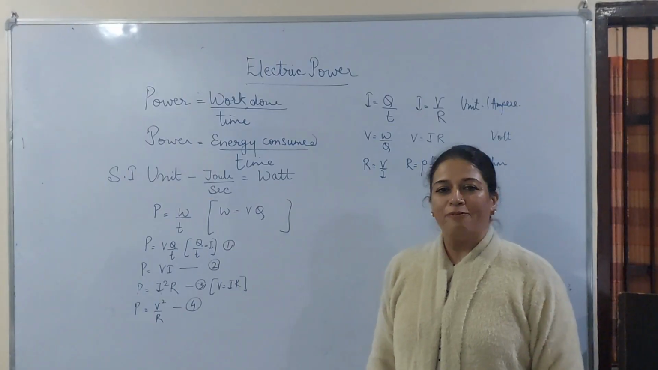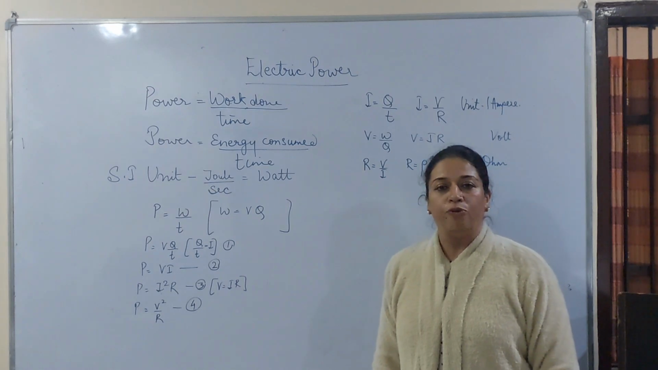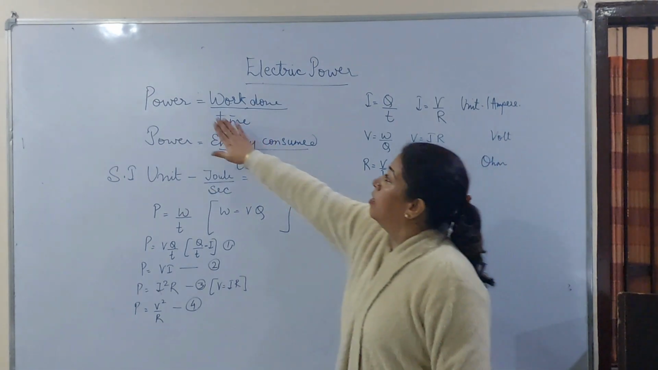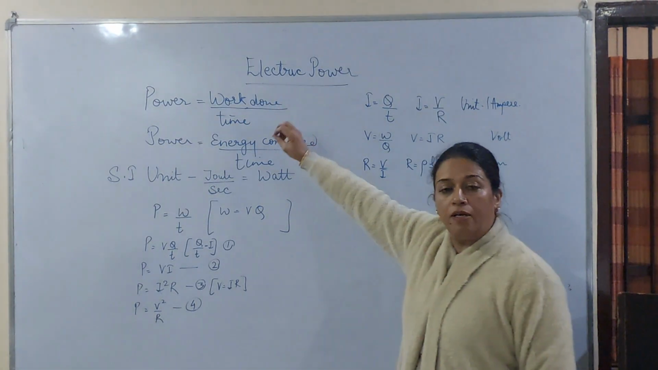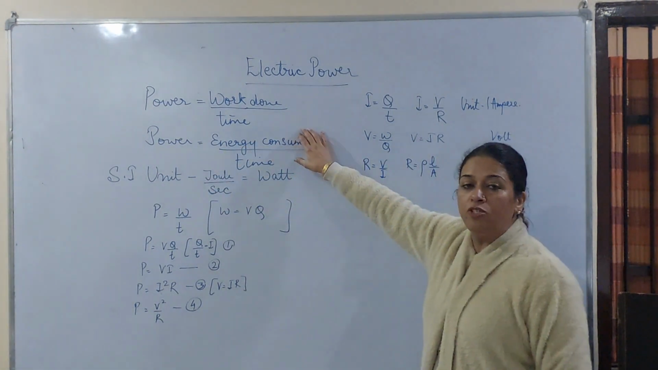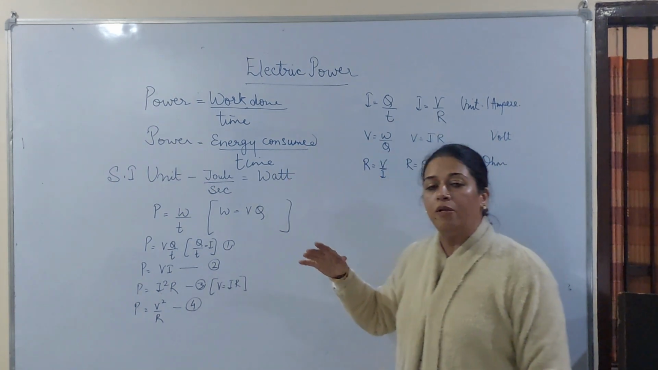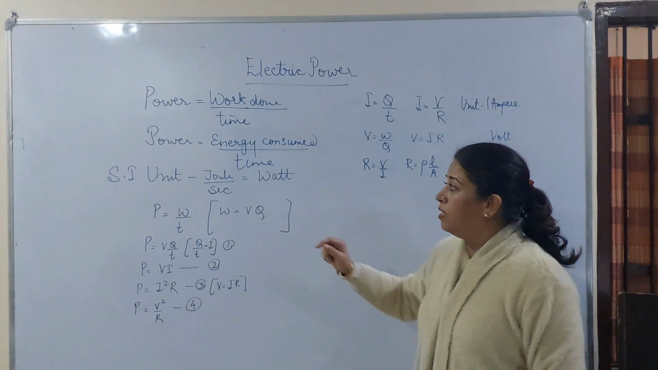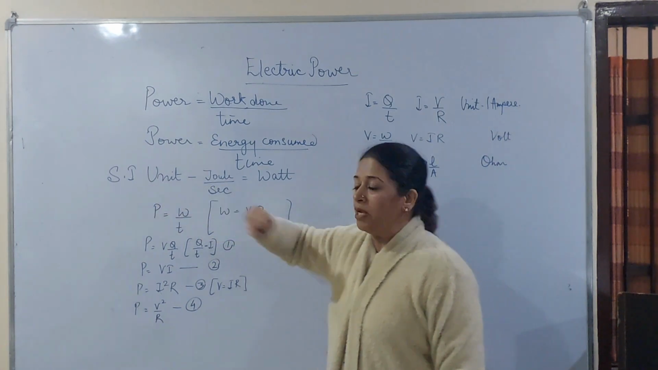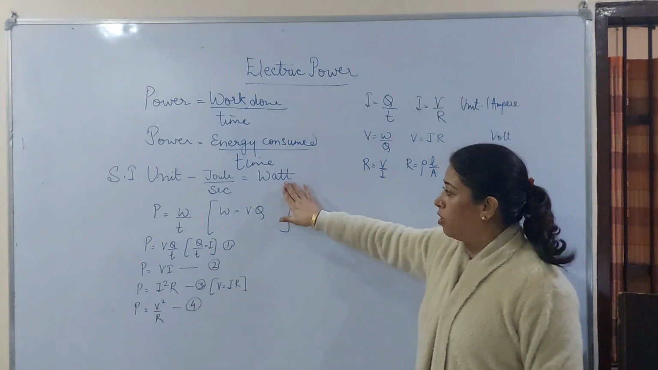The next topic that we take up is electric power. Power, you know, is the rate of doing work. So we can say that power is work done upon time taken. We can also say that power is energy consumed upon time taken, because we can do work only equivalent to the energy that we have consumed. And the SI unit for measuring the power would be joule per second, that is watt.